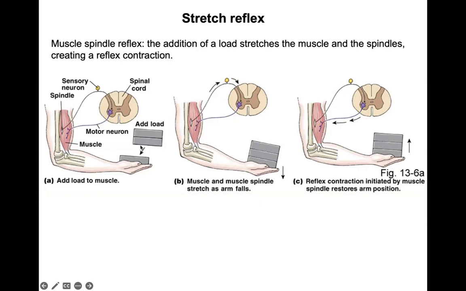But the first activation is the stretch, right? Stretching from this load pulls your hand down, you stretch the muscle, the muscle spindle is activated and sends a signal here, the motor neuron is activated, and then it stimulates contraction of the exact same muscle, and then you respond by contracting this muscle and lifting your arm, okay? So that's just one example.